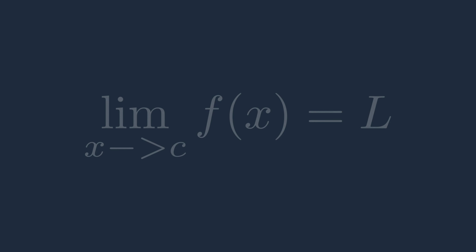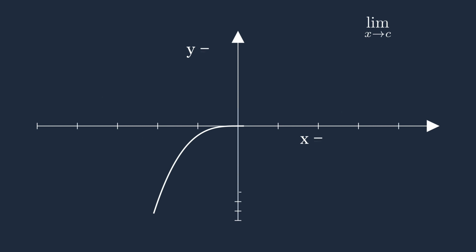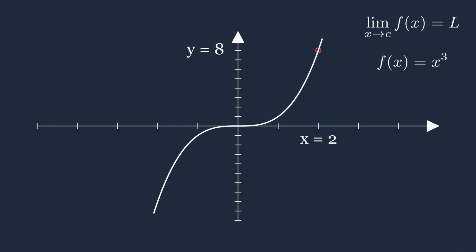Using an actual graph, we can also define this. Let's say f of x is equal to x cubed. I want to see the limit as x values approach 2. So I look at x equals 2, and I see that when x gets close to 2, the y value gets close to 8. So the limit as x approaches 2 of x cubed is equal to 8.